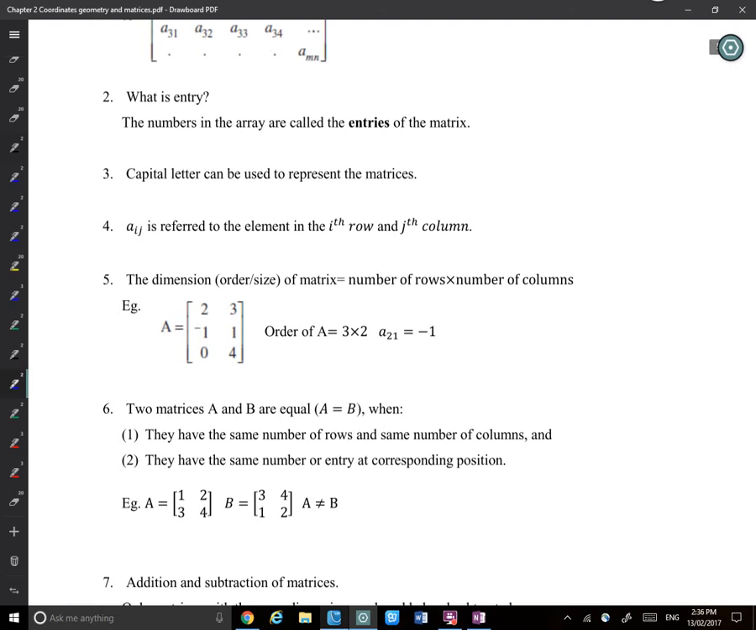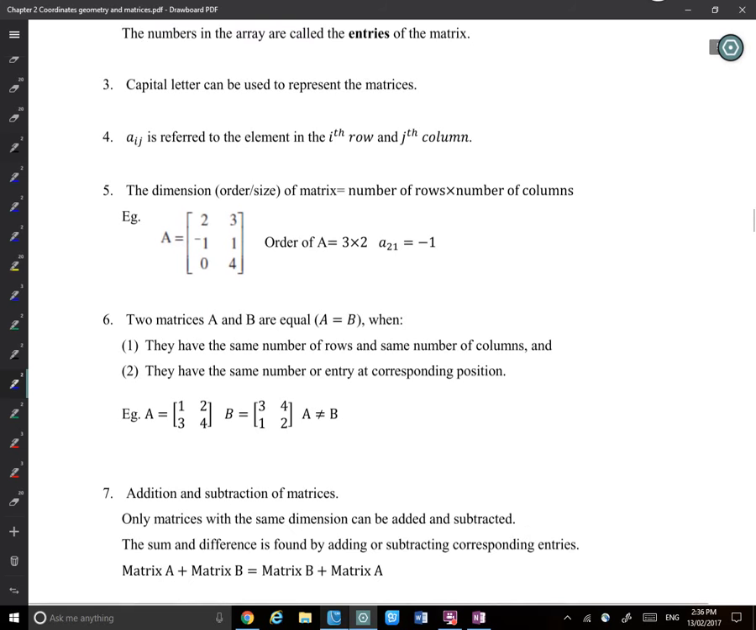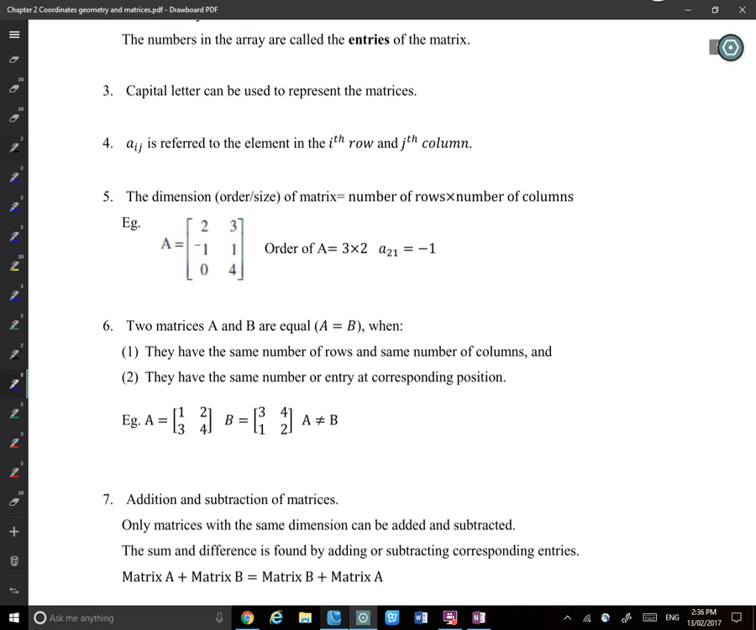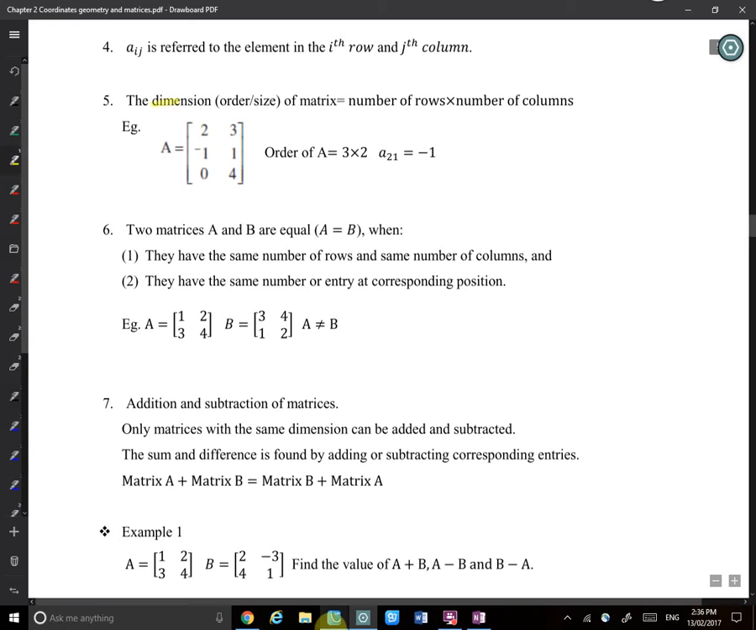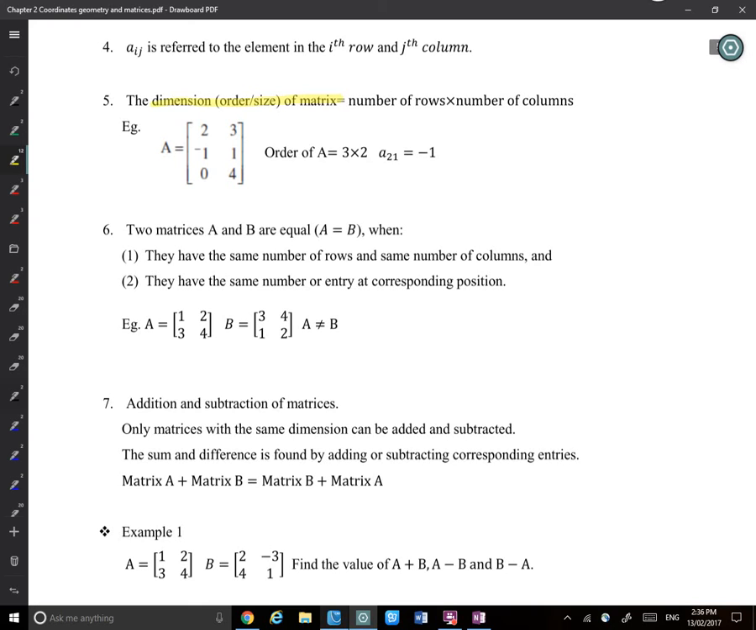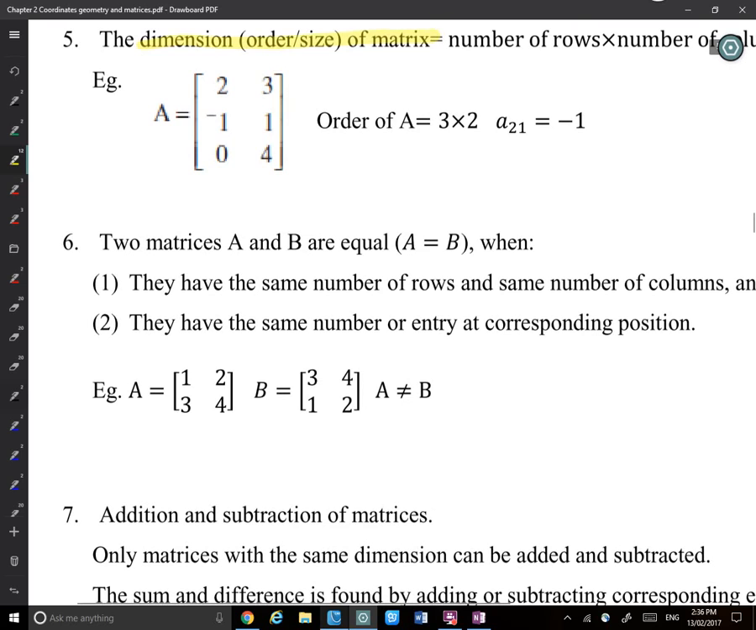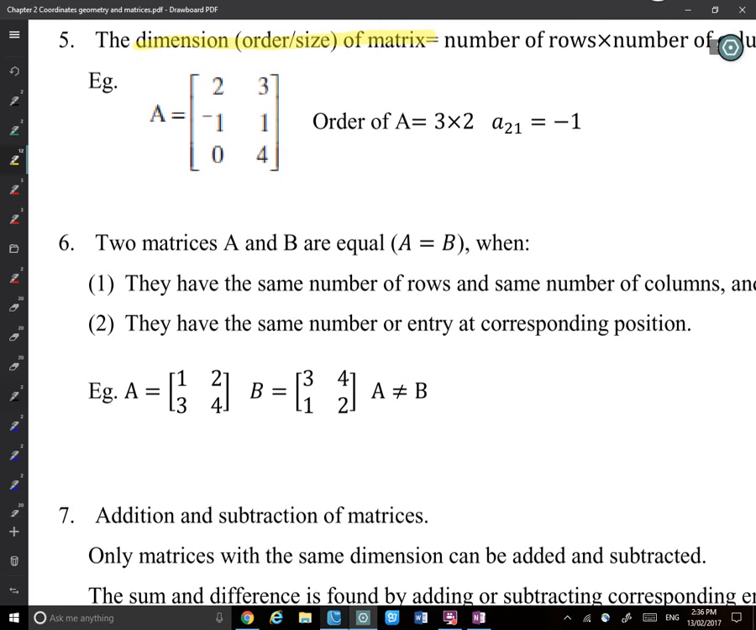Capital letters can be used to represent the matrix. And a_ij refers to the element in the ith row and jth column. The most important thing is maybe the dimension of the matrix, which is the order or size of the matrix: the number of rows times the number of columns. For example, you have this A, which has 3 rows and 2 columns, so it is 3 times 2.